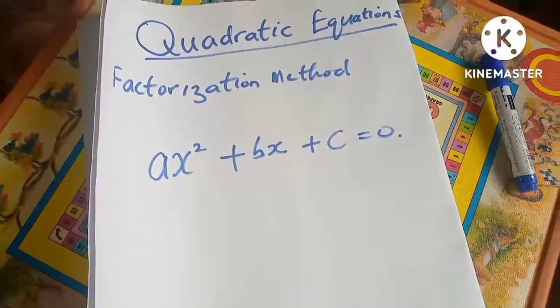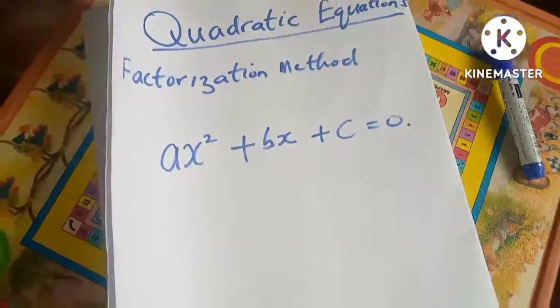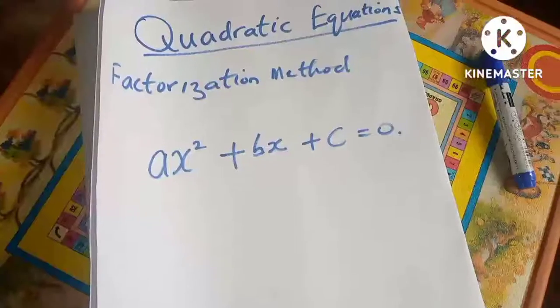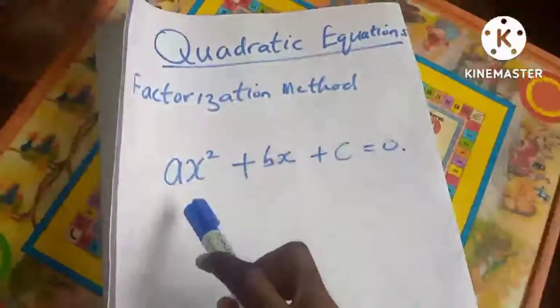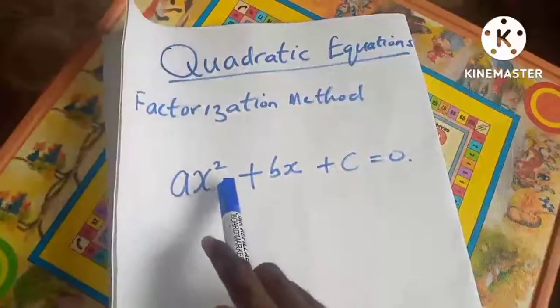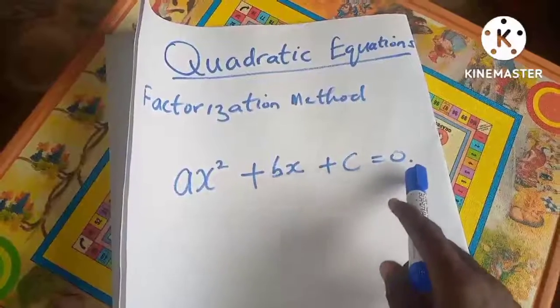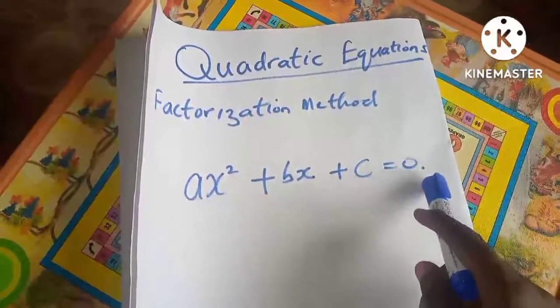I'm here to let us know more about quadratic equations. One of the methods to solve a quadratic equation is by using the factorization method. This is the general form of a quadratic equation: ax squared plus bx plus c equals 0, where a, b, and c are constants.